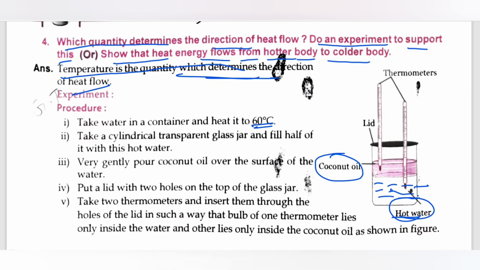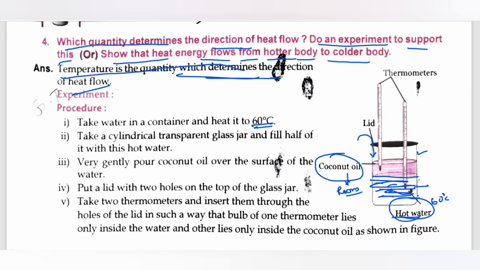Then take a cylindrical transparent glass jar and fill half of it with the hot water. Next, very gently pour coconut oil over the surface of the water. Now take some oil which is at room temperature. So this hot water is at 60 degrees Celsius and this coconut oil is at room temperature. Slowly pour it on the surface of the water.